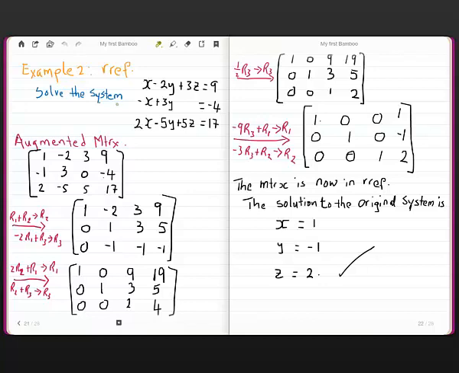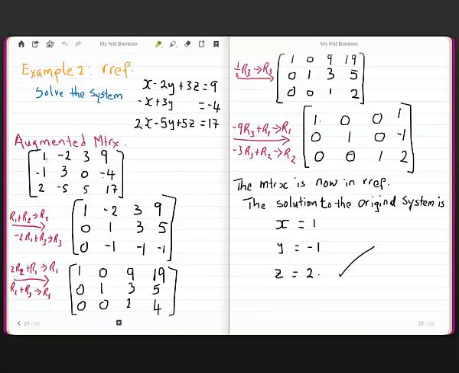Okay, in example 2, I would introduce the RREF, or the reduced row echelon form. Solve the following system. Again, the first thing you do is get the augmented matrix. We need a 1 in this first position, the row leading 1. And once that is gotten, we have to clear the column. Now, in a reduced row echelon form, we do not only clear the values that are below the row leading 1, we clear all the values above and below the row leading 1. That's what makes it an RREF.